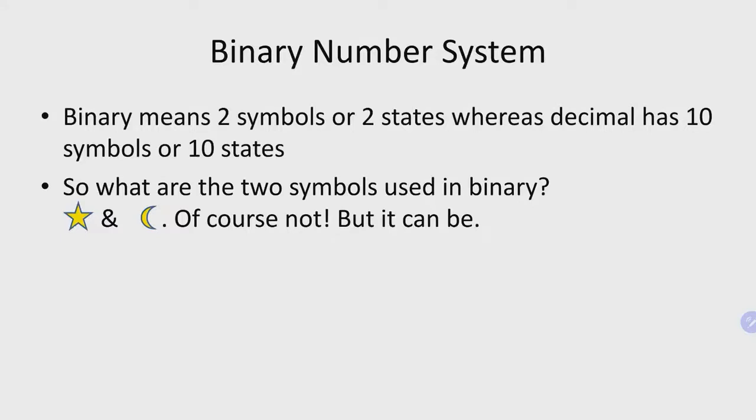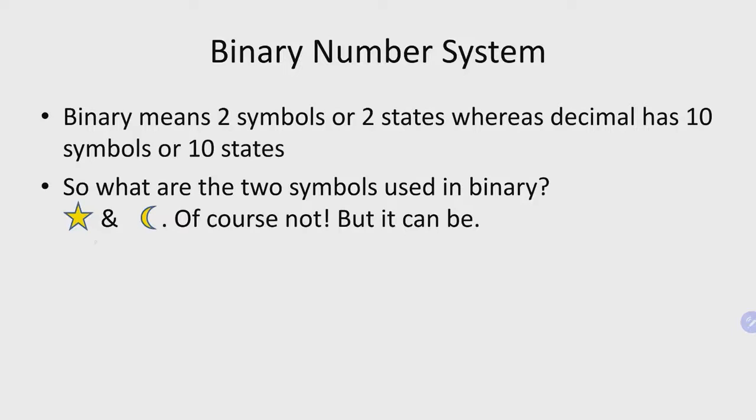Binary number: the word binary means 2. So instead of 10 symbols, you have 2 symbols or 2 states, whereas in decimal there are 10 symbols or 10 states. So what are the 2 symbols used in binary? I put down here a star and a moon, but of course it's not limited to that. It doesn't matter; any 2 symbols can be used to represent the binary system.